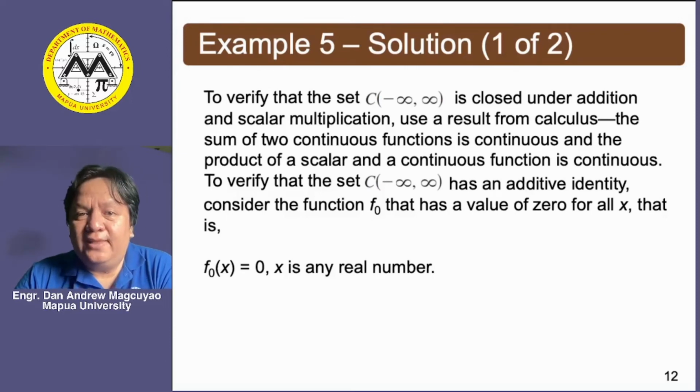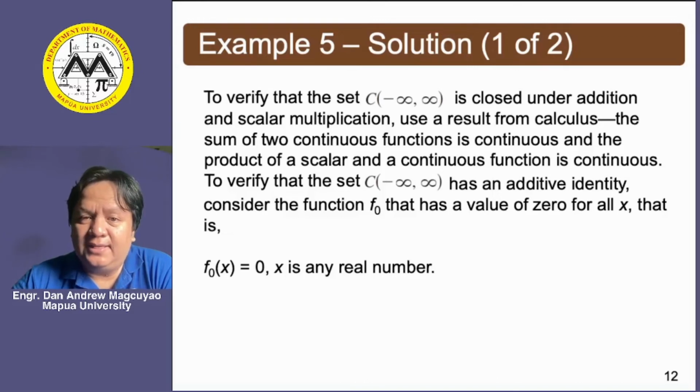So to verify that the set C from negative infinity to positive infinity is closed under addition and scalar multiplication, let us use the results from calculus. The sum of two continuous functions is continuous, and the product of a scalar and a continuous function is continuous.